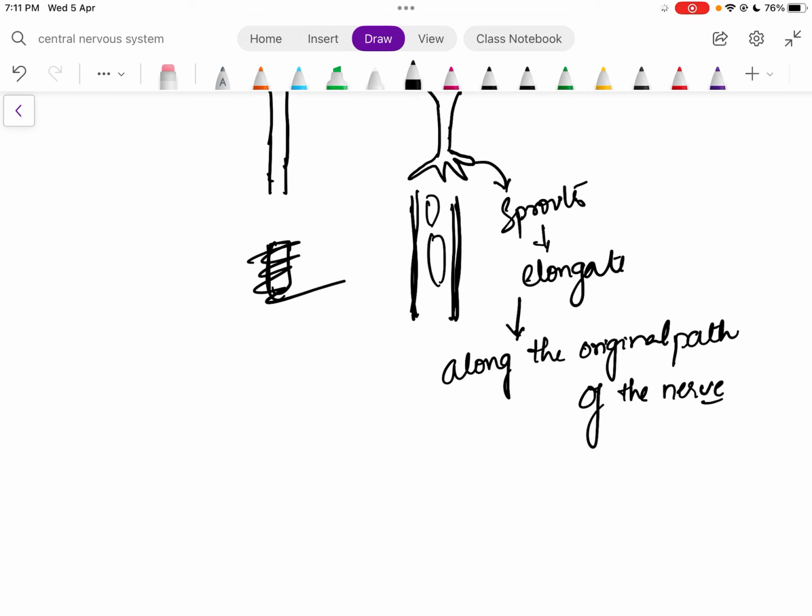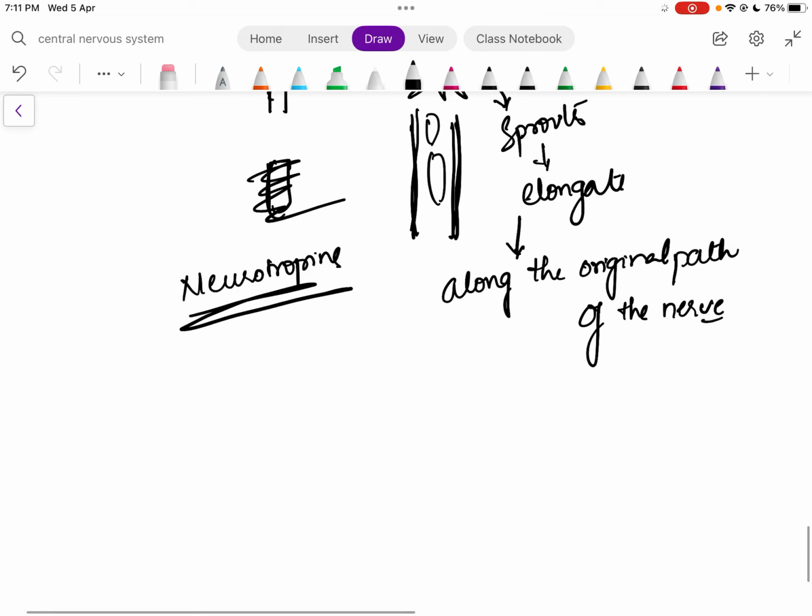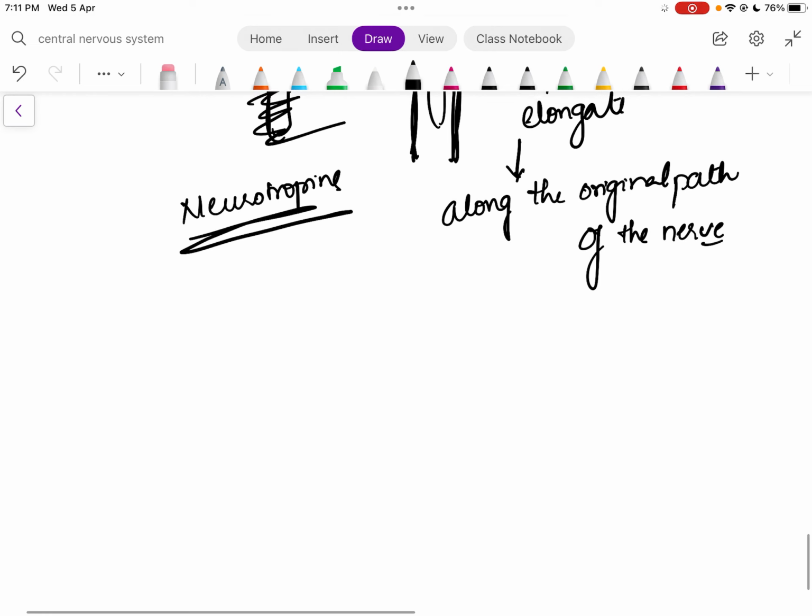So this is how the proximal part of the neuron will synthesize the sprouts. All this synthesis will occur with the help of neurotropins. These neurotropins will help in the synthesis of these sprouts. That is, regeneration is done with the help of neurotropins.